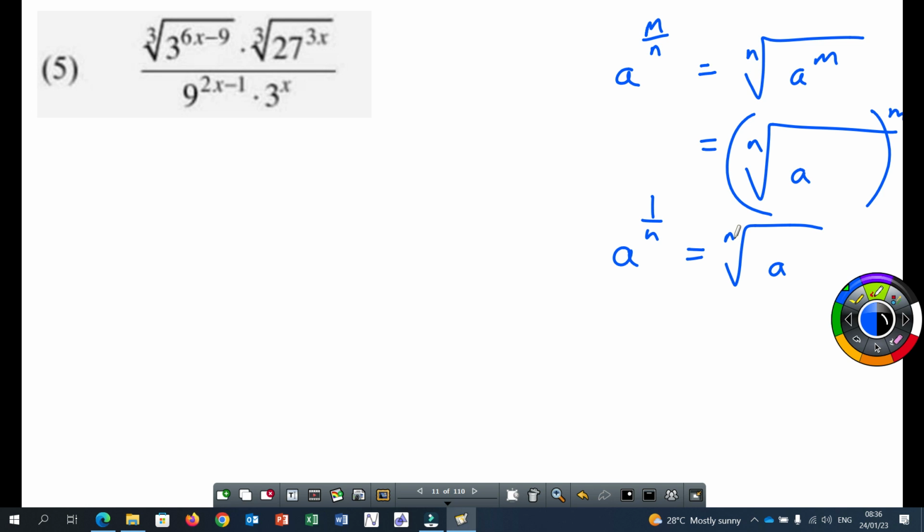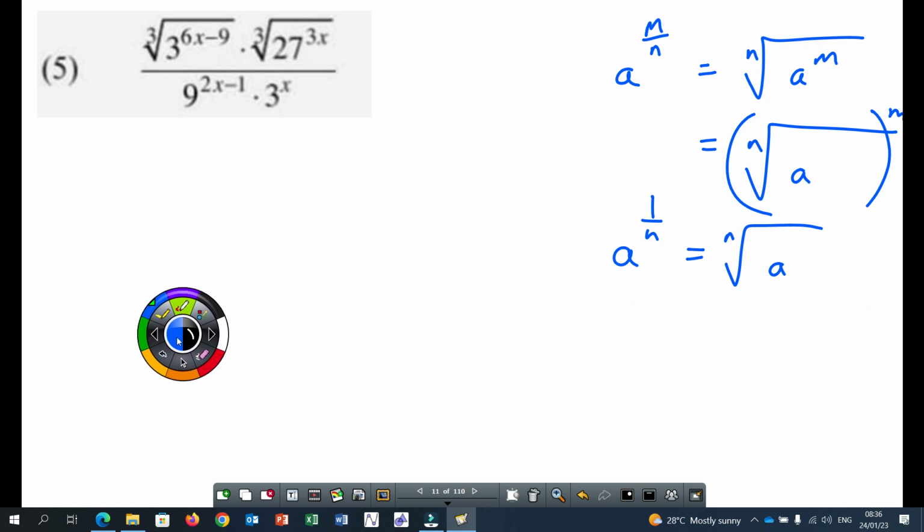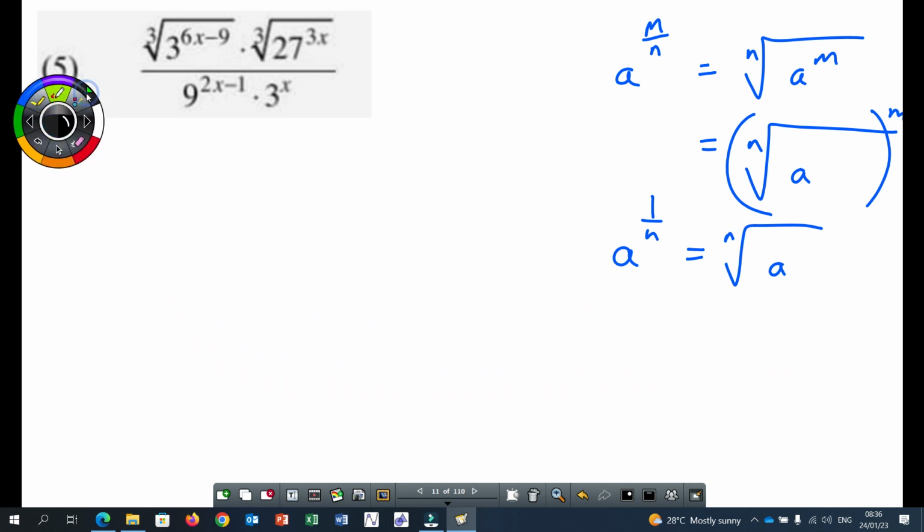Alright, so I'm going to use the rational laws. The first thing is to remove the square root sign or the radical sign. If I want to remove it, I can write that numerator as 3 to the power of (6x minus 9) all over 3. Please take note that I can also write this as (6x minus 9) in brackets times 1 over 3. It's also the same.